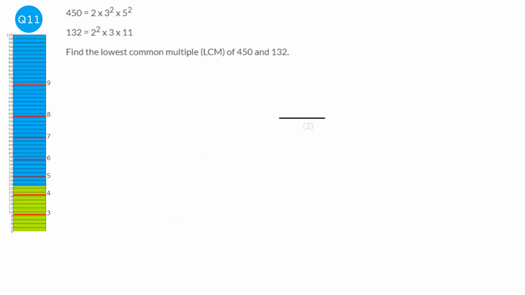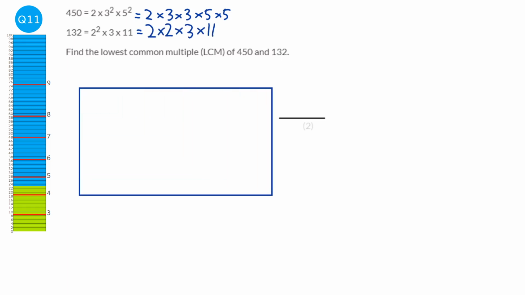This question seems a lot harder than it is. What I'm going to do is start by rewriting the prime factors, but without the squared. So 2 times 3 times 3 times 5 times 5. I'm going to do the same with the other lists as well. So 2 times 2 times 3 times 11. Now I'm going to put these into a Venn diagram. And so I'm just going to draw out a Venn diagram and get my two circles, because we're going to have the 450 and the 132.